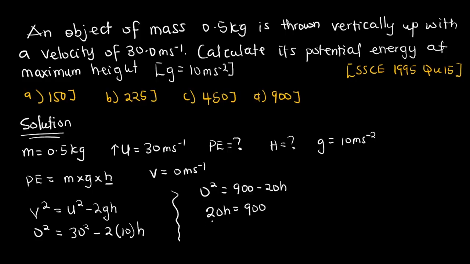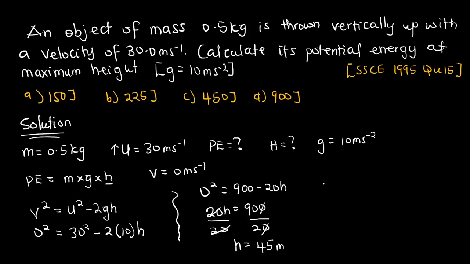So to find my height, I'll divide both sides by 20. So this will cancel this. So the height here will be, the 0 will cancel the 0 here, and the 2 will divide 90, 45 times. So 45 meters becomes my height.